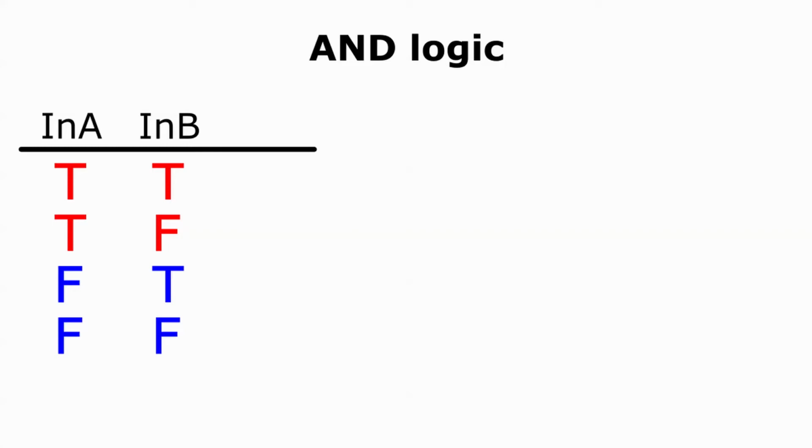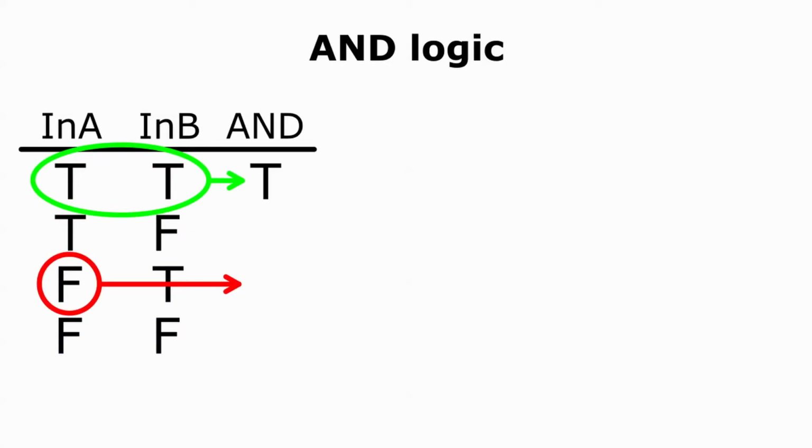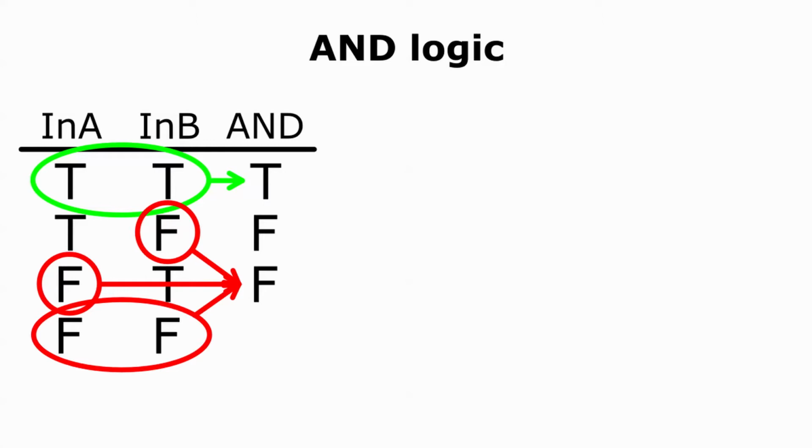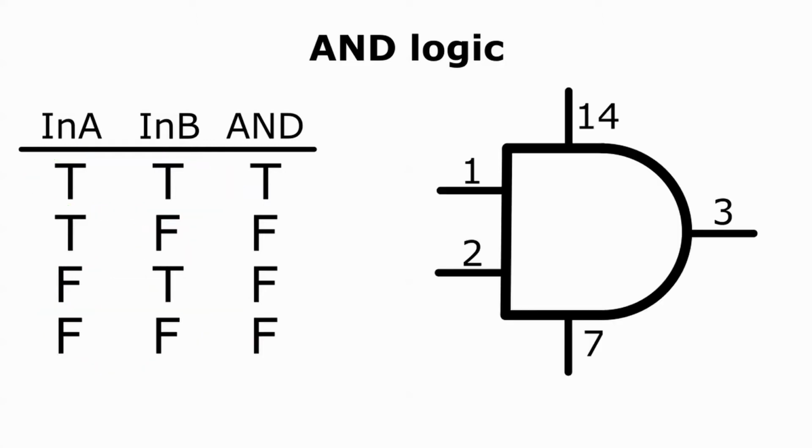The two inputs combine to make a single output. If both inputs are true, then the output is true. If either one of the inputs is false, then the output is false. This includes the case when both inputs are false, in which case the output is still false. This is the symbol used for an AND gate on a schematic diagram. The rounded nose is the distinguishing characteristic. The two inputs enter on the flat side, and the AND output comes out the nose.